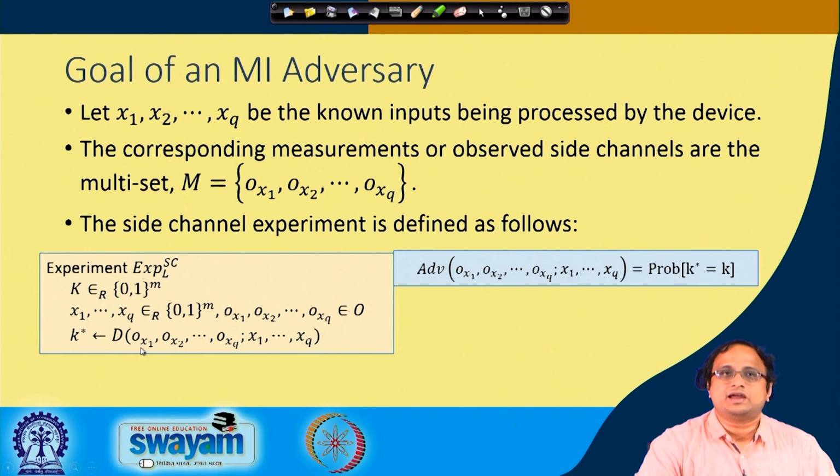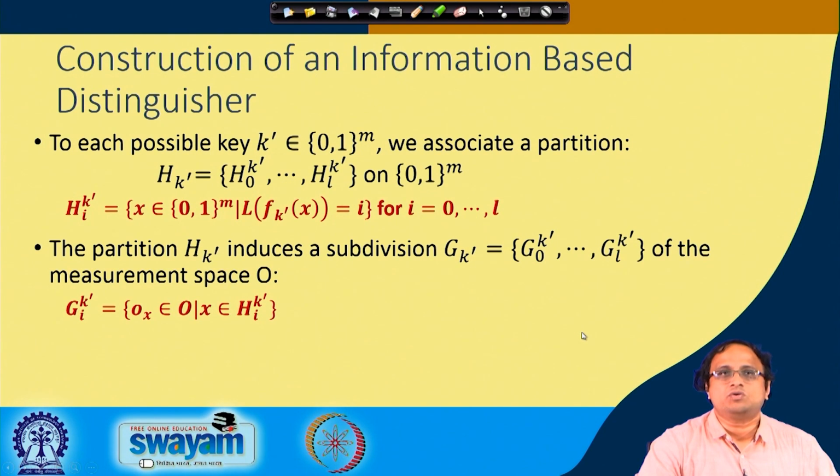Okay. And the idea is that it returns K star, and if my K star matches with K, then I say that my experiment was successful, and that gives me a measure of the advantage of my experiment. So, now what we try to do is we basically try to construct an information based distinguisher.